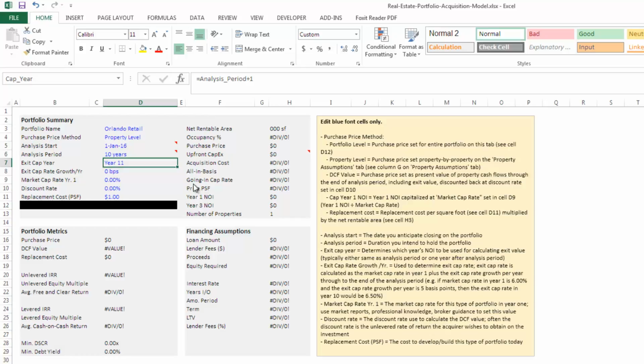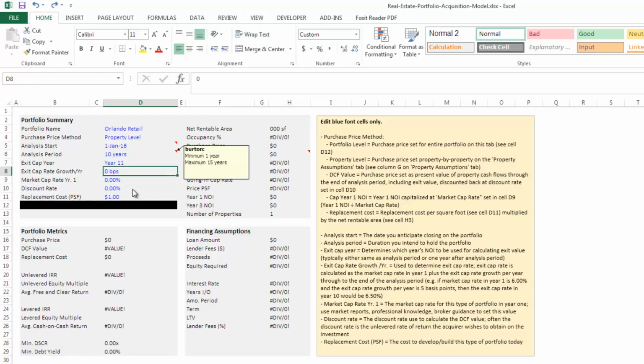What this is asking is, in what year's NOI do you want to use for your terminal or your residual value? I think default would be the year following your exit year. So this will actually automatically calculate 1 year after the end of your analysis period. But if you want to change this, you can go ahead and change this to 10 if you want to cap the year that you're exiting. But again, I'm going to keep this as year 11.